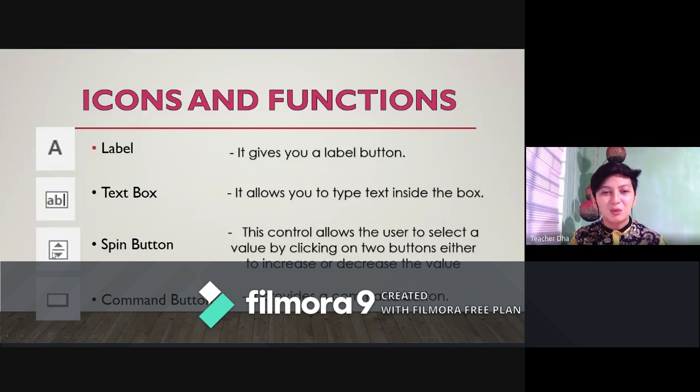And then the next one, we have the spin button. So the spin button is like an up and down button. This control allows the user to select a value by clicking on the two buttons, either to increase or decrease the value. I use this one only for addition, something like that, and subtraction. You can add and subtract the value. Okay, that's when you use the spin button.